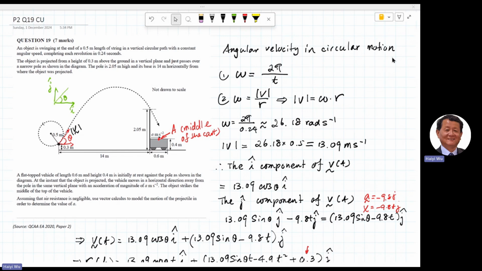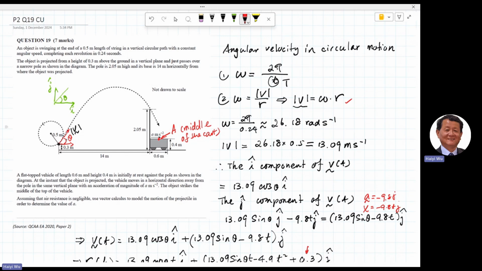I've got two formulas for you. One is that the angular velocity is 2 pi divided by the period, that's a capital T. And the second one is that angular velocity can be used with the magnitude of the velocity and the radius. Therefore, the magnitude of the velocity will be the angular velocity times the radius. So I'm going to use those two formulas.